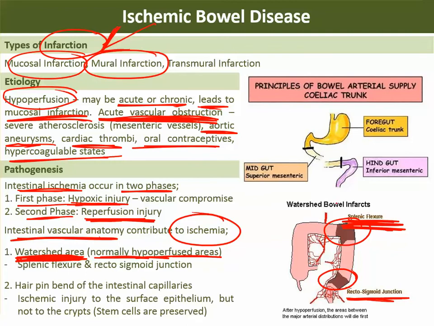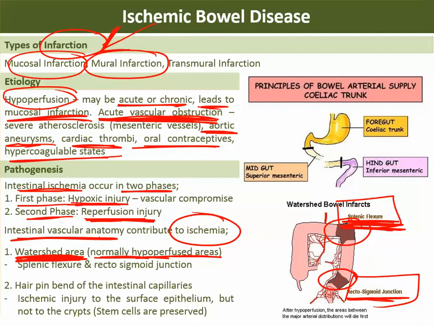Very, very important: if infarction happens in this area, we have to correct the hypovolemia. This is called watershed bowel infarct. Even in the brain it happens; there are watershed areas in the brain too, which we'll discuss when we get to the CNS. In the bowel there are two areas you should know: the splenic flexure and the rectosigmoid junction.